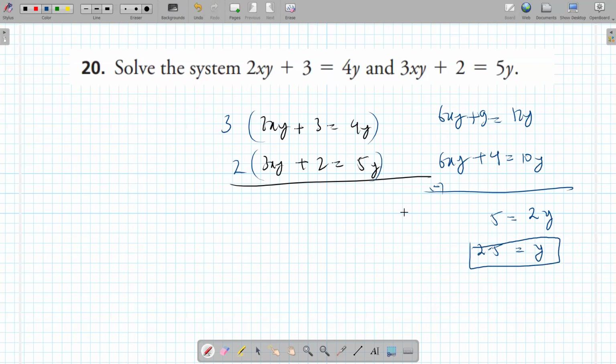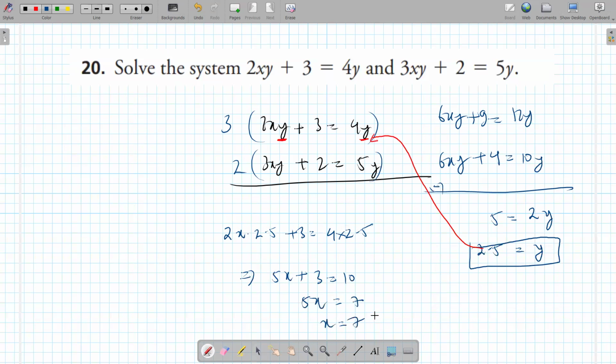Now that we know y, we can solve for x by using either one of the equations. I'm going to plug that in as y in the first equation. So this becomes 2 times x times 2.5 plus 3 is equal to 4 times 2.5. 5x plus 3 is equal to 10. 5x is 7. And x is 7 over 5, and you're done.